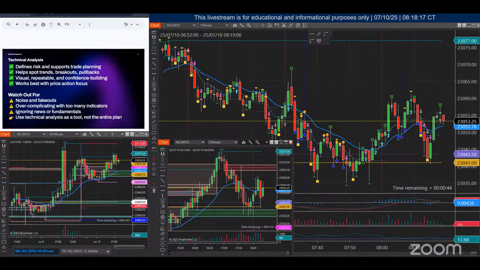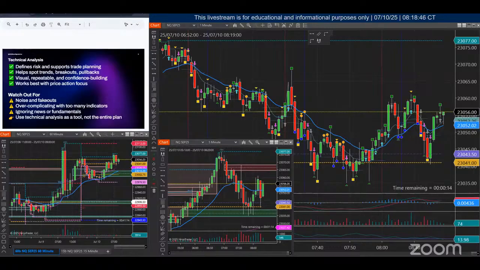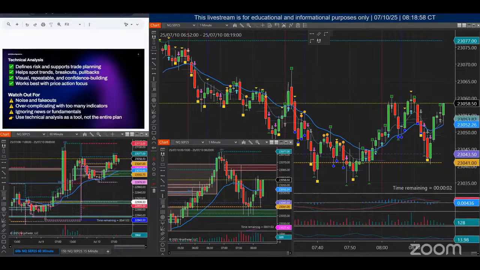So technical analysis is structured, visual, helps with risk management, identifies trends, helps time entries, but the disadvantages are that it can be noisy, there can be fake outs, it can complicate things, and it can also bring confirmation bias, and it can get wrecked by breaking news. So that's just how it goes. It's a tool, one tool, not the whole toolbox.